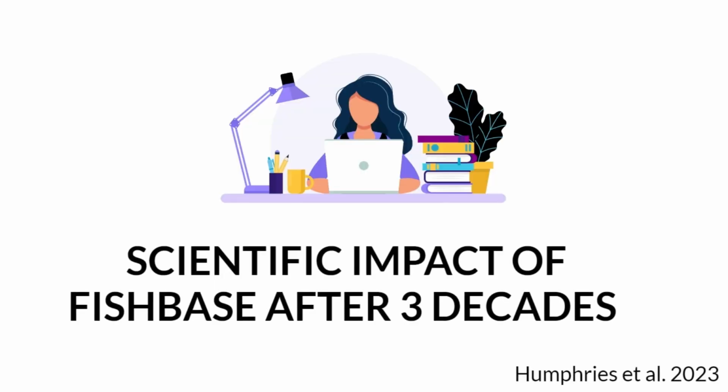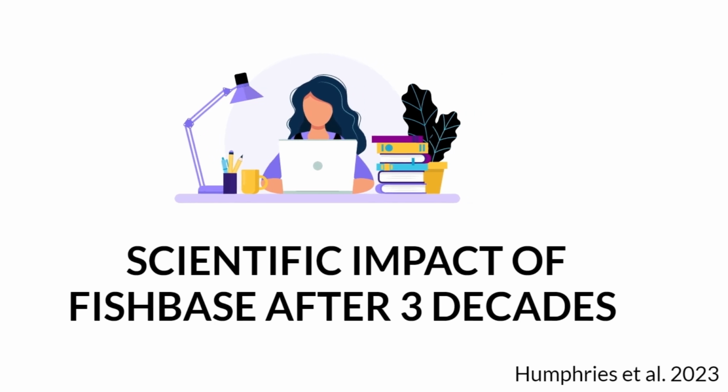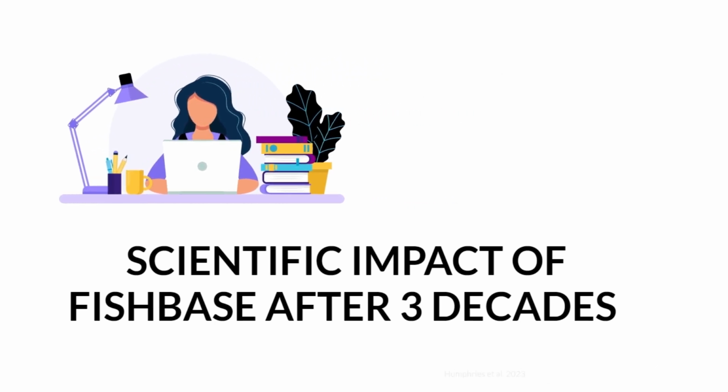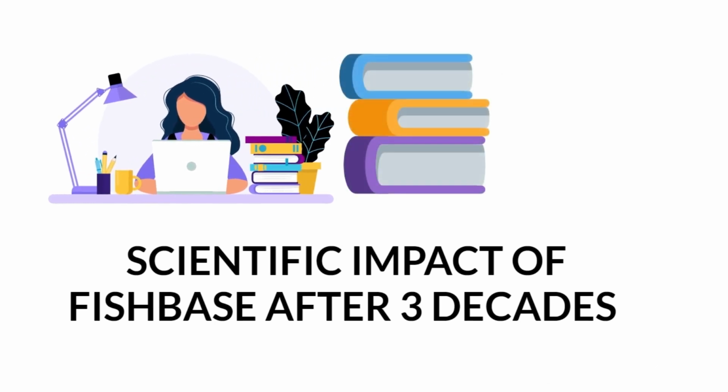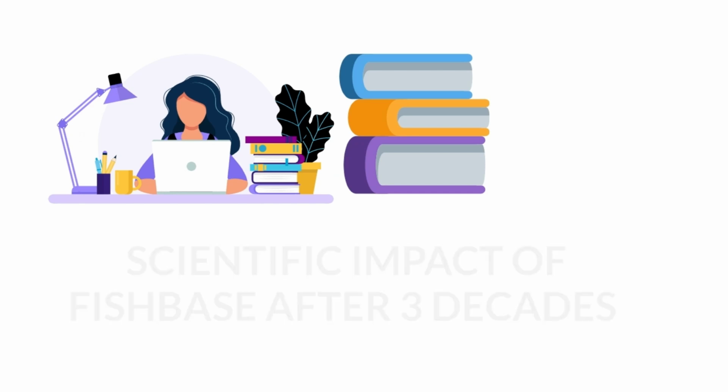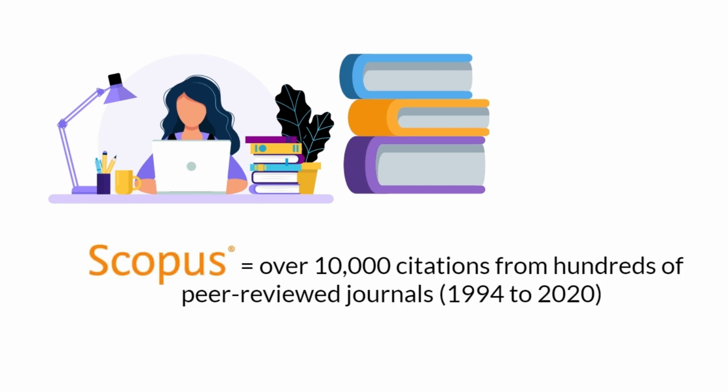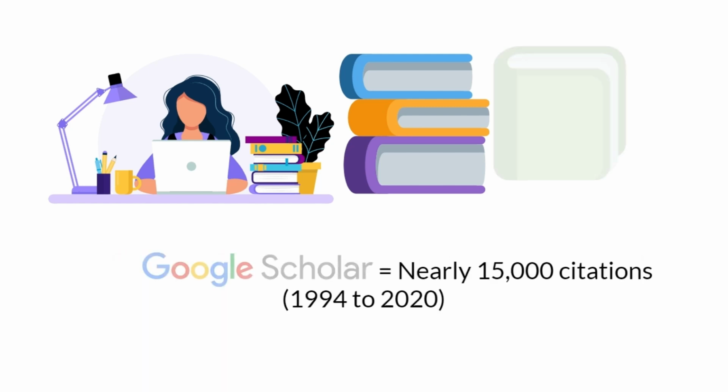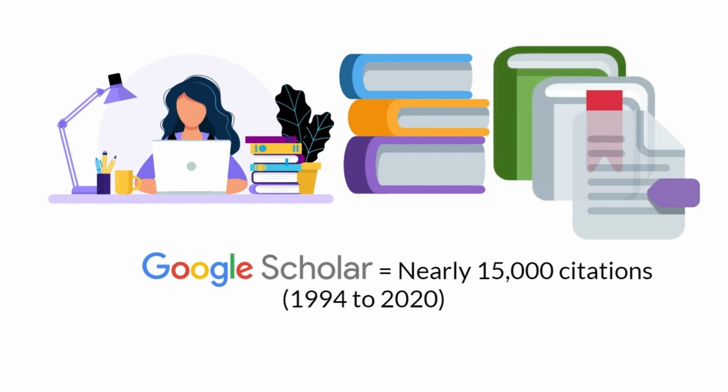A new study that measured the scientific impact of FishBase reveals it is also one of the most highly cited databases. According to the citation analysis, FishBase has received over 10,000 citations from hundreds of peer-reviewed journals in Scopus from 1994 to 2020. While Google Scholar attributed nearly 15,000 total citations to FishBase for the same period, with an average of over 1,200 citations per year from 2017 to 2021.